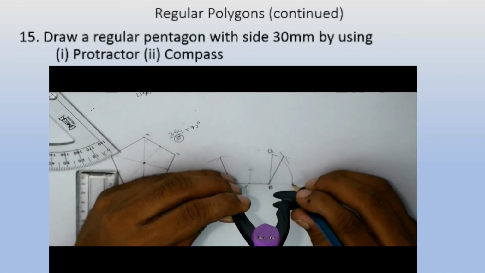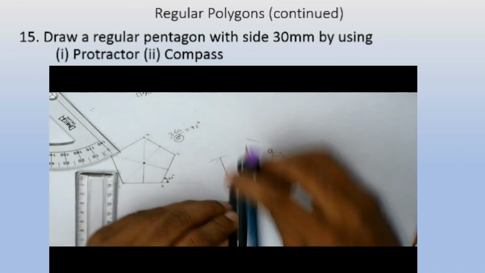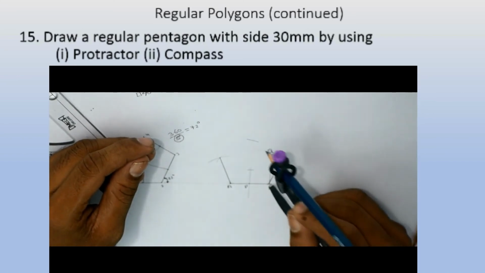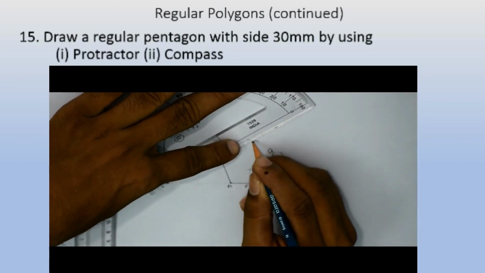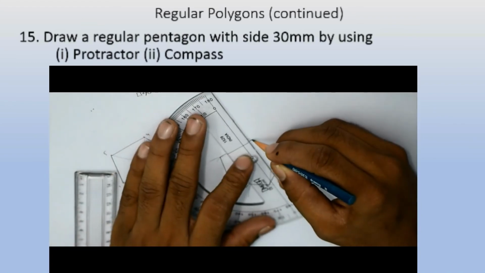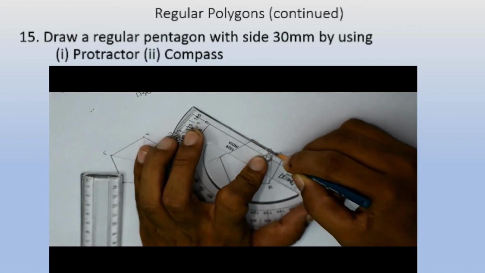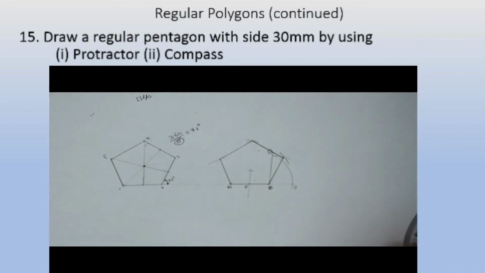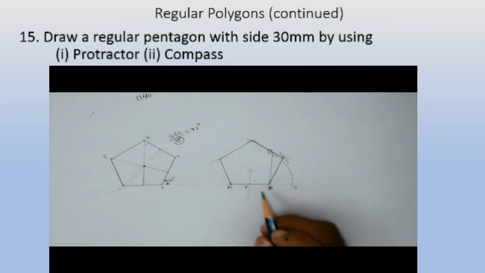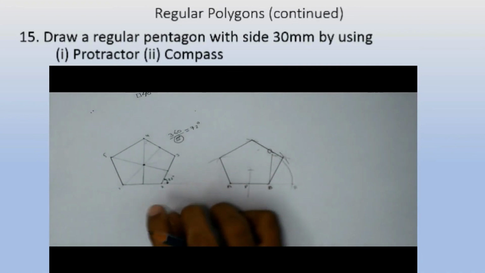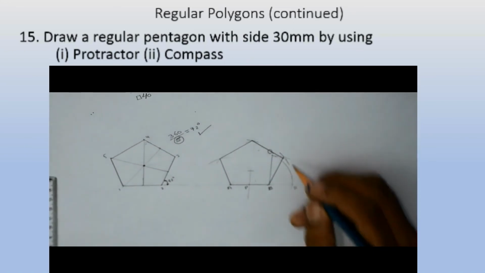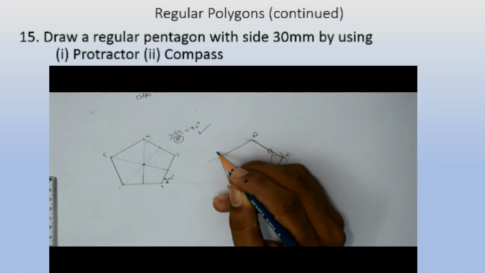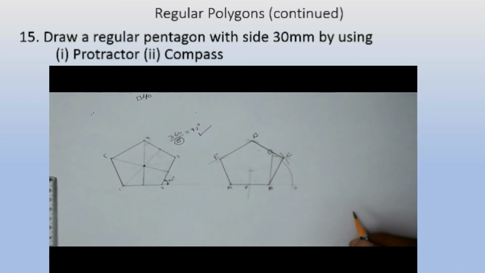Again with radius AR, I have to cut one arc with center B also, and the point at which these two arcs are meeting will be the fifth point of the pentagon. That means if we join this with the other lines, we will have our pentagon completed. So this is the procedure for drawing a pentagon by using the compass method, but I will use the protractor method here.